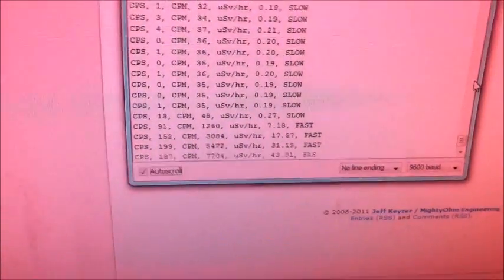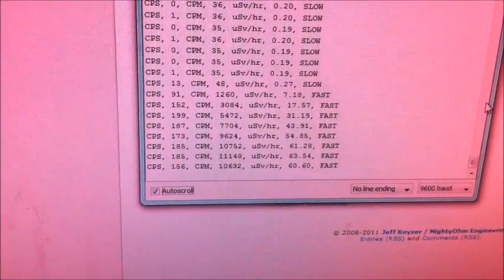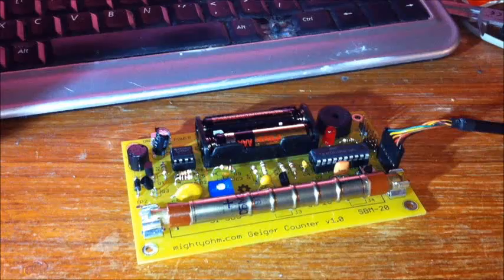So I'm going to go ahead and bring a sample up to it here. And you can see it switches to fast mode, so it's a smaller sample interval, and you can really watch the count go up very quickly.